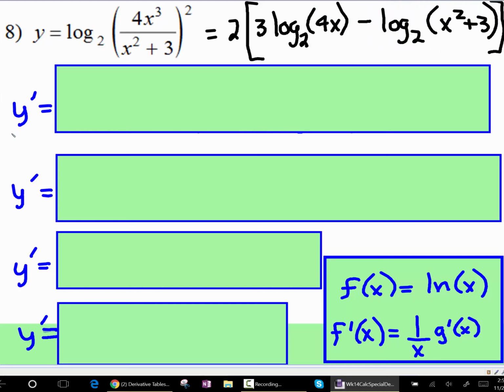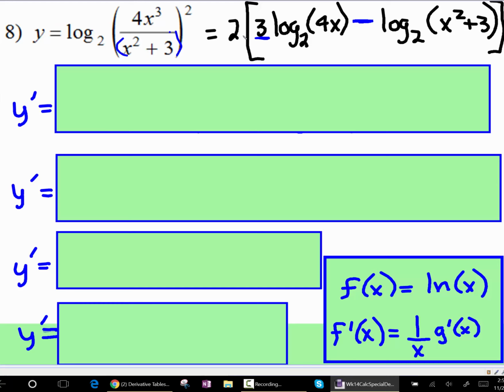And then when things are being divided, that's going to expand to subtraction. And then remember each individual piece. When we take the log of 4x squared or cubed, the 3 is going to come in front, and it's going to be 3 times log of base 2 of 4x. That divide expands to subtraction, log of base 2, and this, all of that's going to go in parentheses.